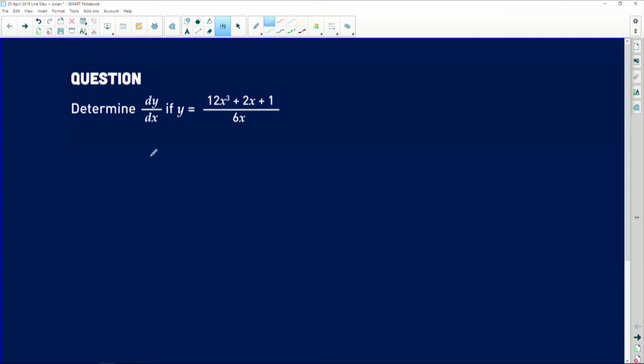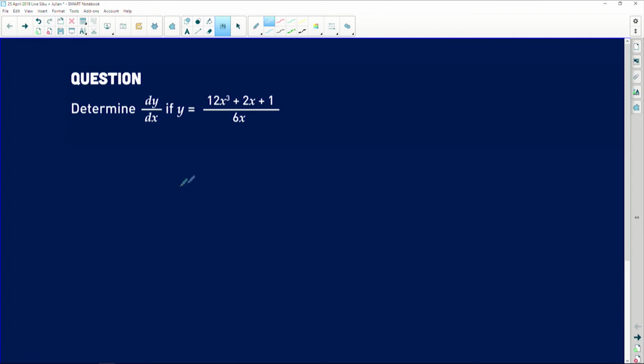Okay, so the question says, determine dy by dx if y is given by this fraction over here. Looking at this, there are two ways to do this question. I'm going to show you the easy way first that the majority of the GDE students are going to be able to do. But there's also another way to do it if you have done AP maths.